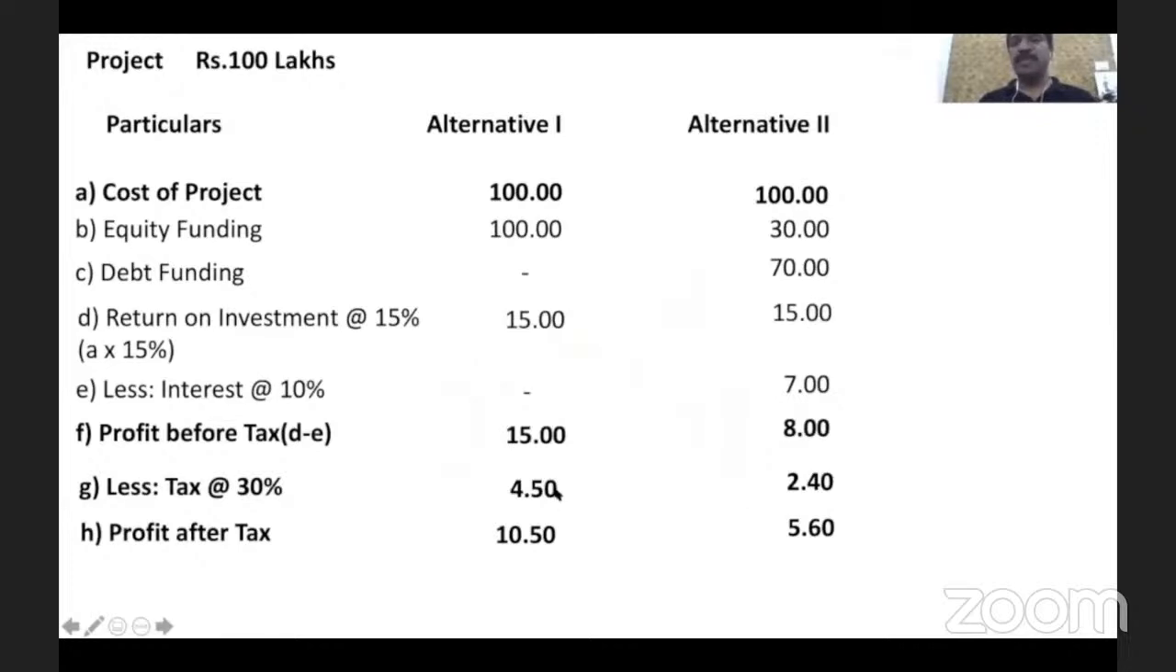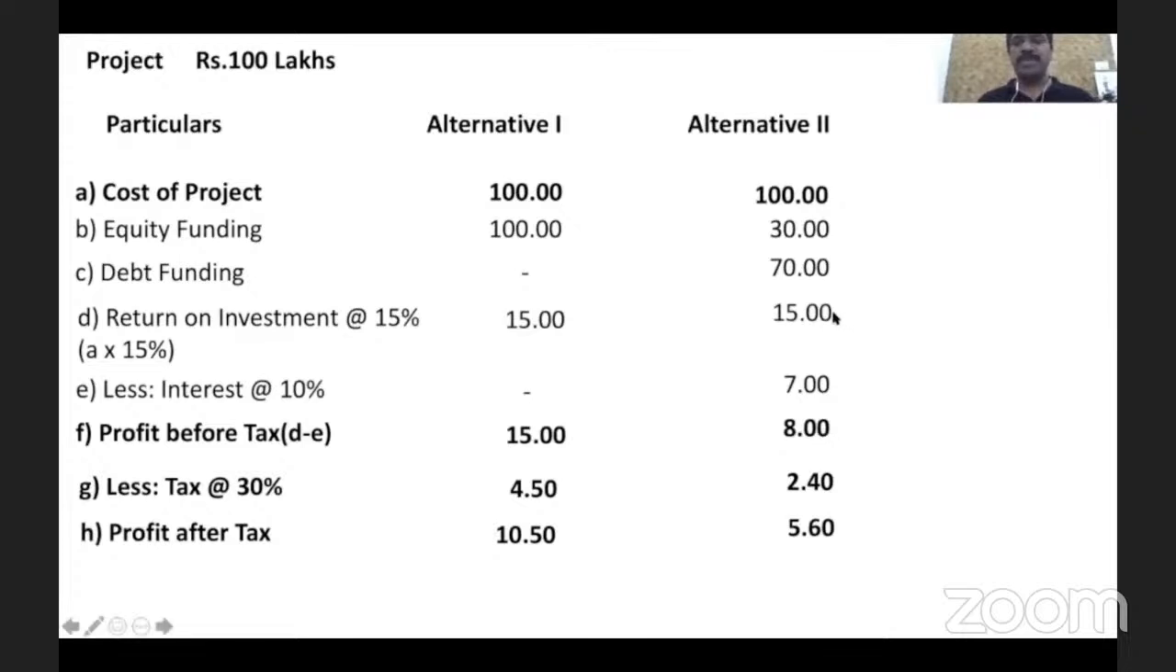It looks like penalizing the owner for having invested all his money. This guy invested all his money in this project. He didn't borrow at all. And so he is asked to pay 4.5 lakhs. But this guy had invested only 30 lakhs, and he is getting a benefit because he's paying only 2.4 lakhs. It's not because he invested less, it's because he borrowed. When he borrows, he pays interest, and interest is considered a tax deductible expense by income tax authorities.